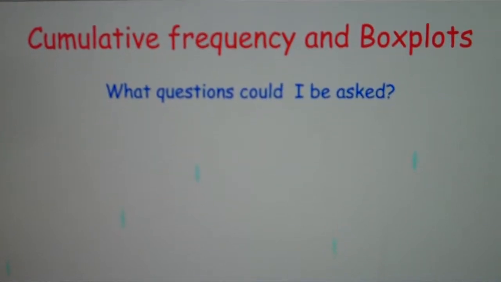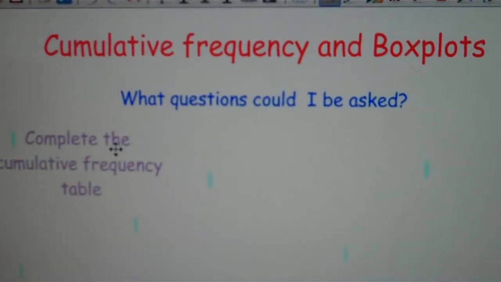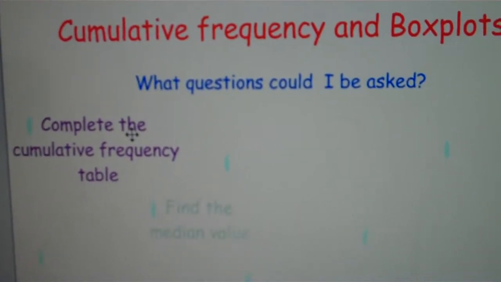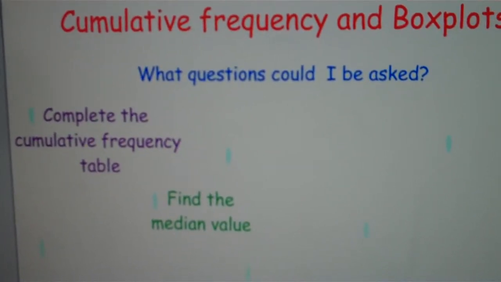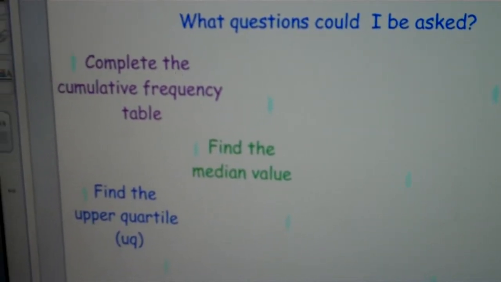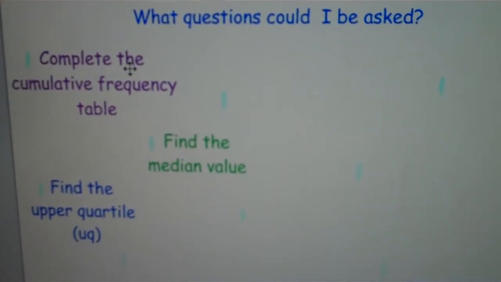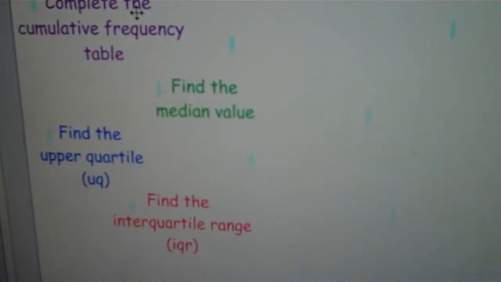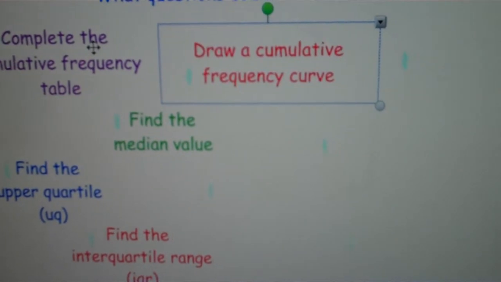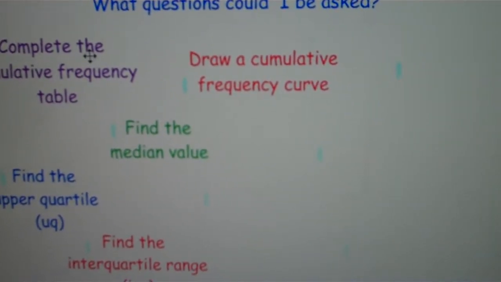Box plots. The sorts of things that they might ask you. They might ask you to complete a cumulative frequency table. They might ask you to find a median value. They might ask you for an upper quartile. They might ask you for a lower quartile, an interquartile range, to draw a cumulative frequency curve.